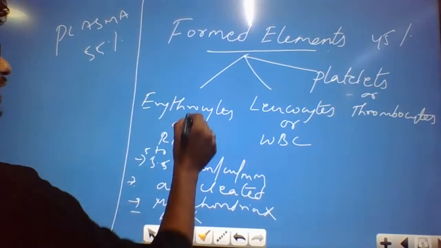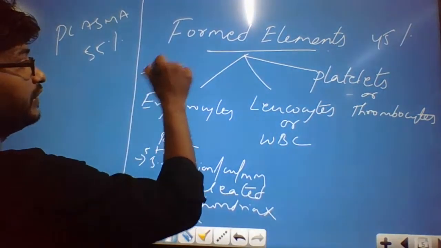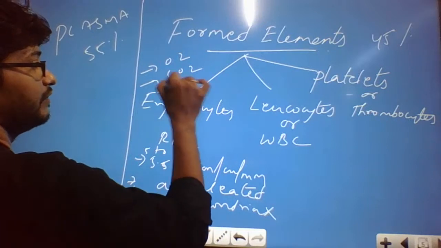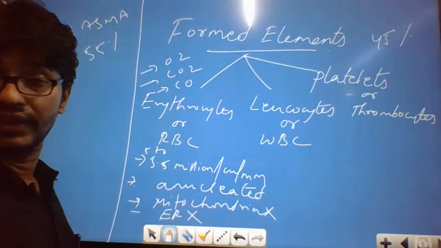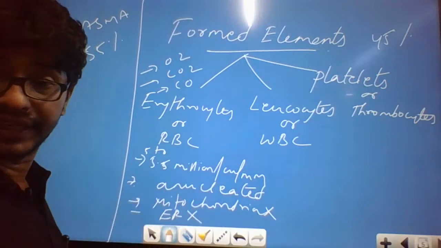So these erythrocytes show affinity with oxygen, affinity with carbon dioxide, and also affinity with carbon monoxide. So இந்த மூணுத்துக்குமே வந்து the erythrocytes வந்து affinity அதிகமா காட்டும்.